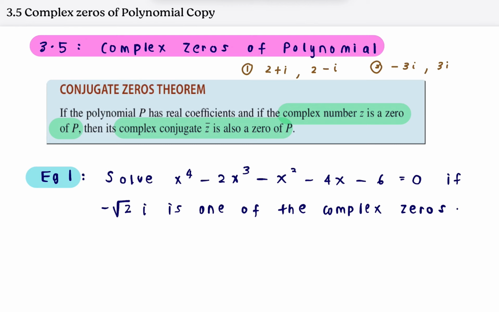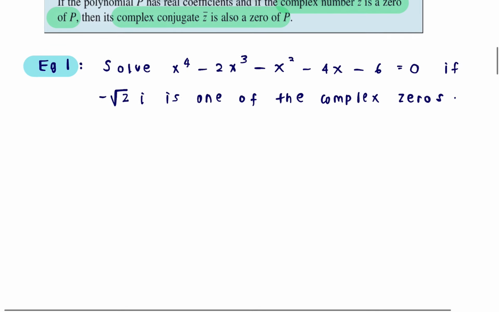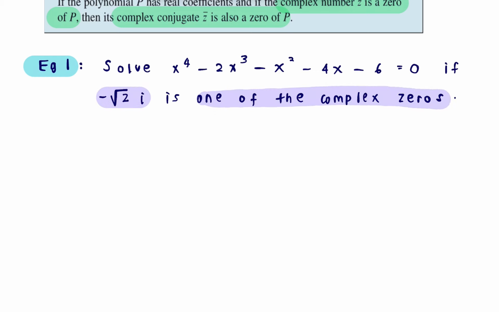Okay, let's look at the first example. Solve this polynomial equal to 0 if negative square root of 2i is one of the complex zeros. So given to you, this is a zero of the polynomial. Understood from the theorem just now, the conjugate is also a zero. So what is the conjugate? Square root of 2i. So square root of 2i is a zero of p(x) also.